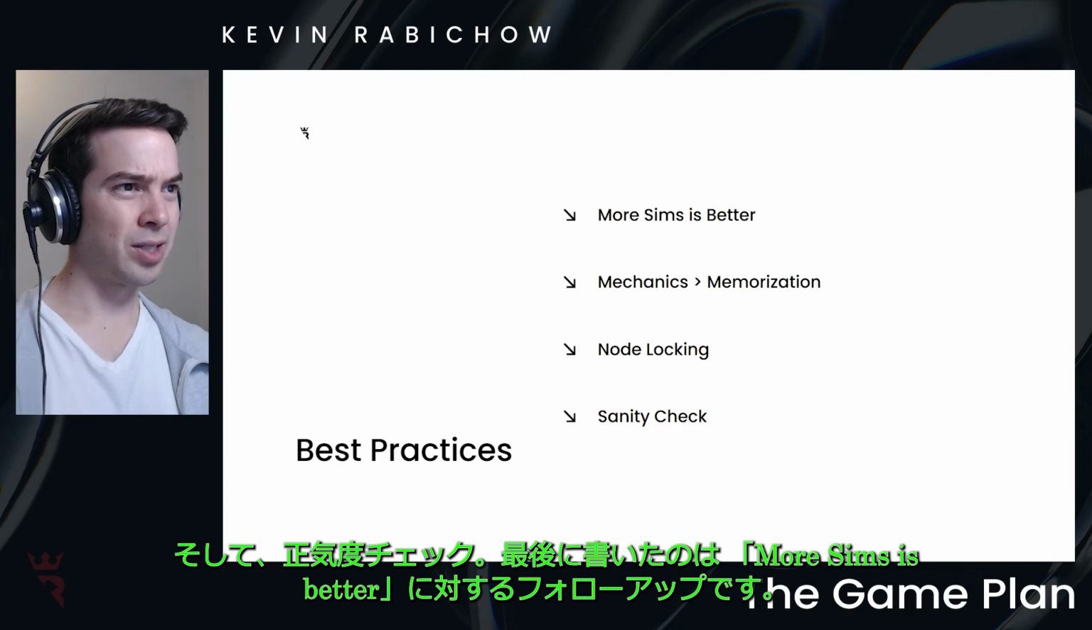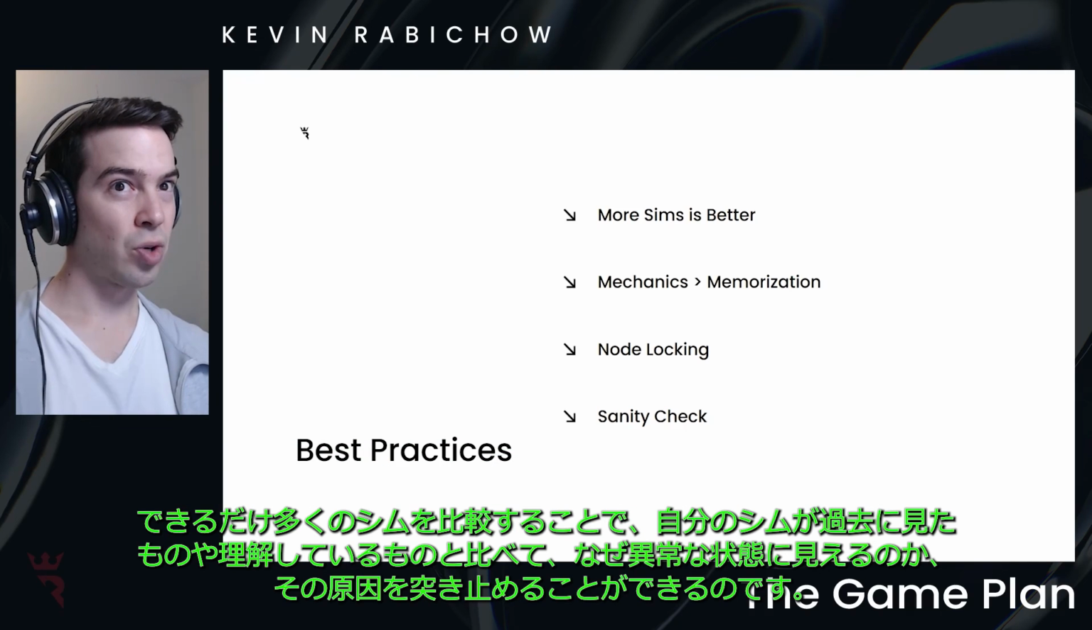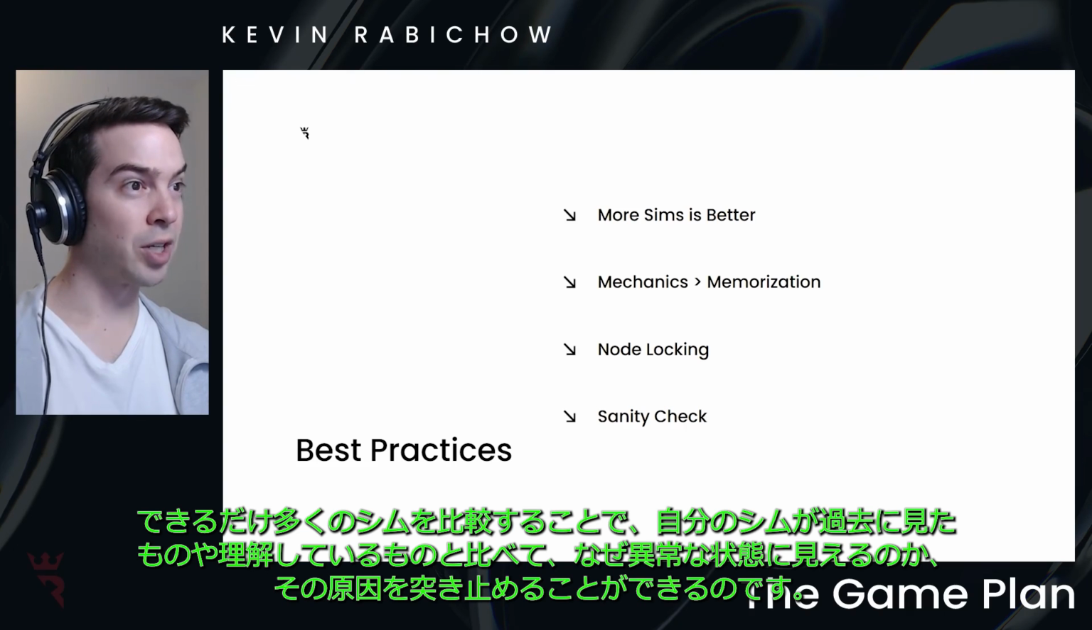And the sanity check I put at the end here is really just a follow up on more sims is better. If you're ever running a preflop solution and the results just truly don't make sense to you, run more sims. Try to figure out why, right? Compare it to material you've seen in trusted places. Look at training videos, verify in the Discord server, talk to other people in your study group. Try to compare as many sims as possible for a similar situation so that you can get to the bottom of why your sim looks so unusual compared to what you've seen in the past or what you understand.